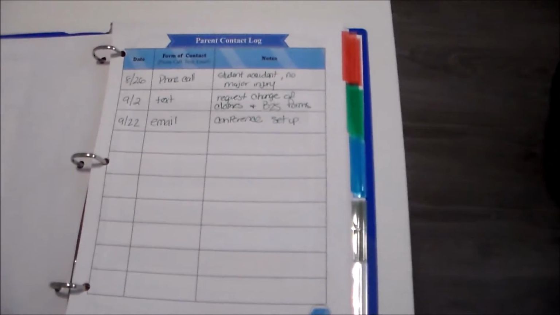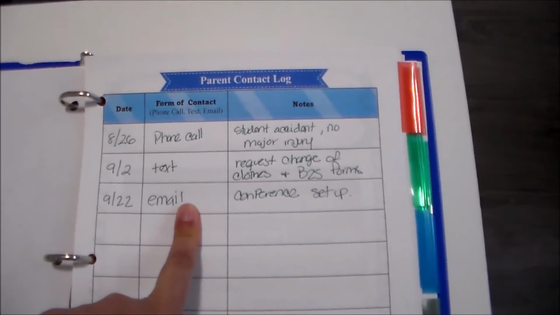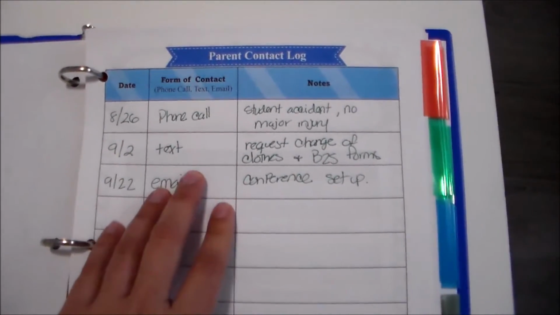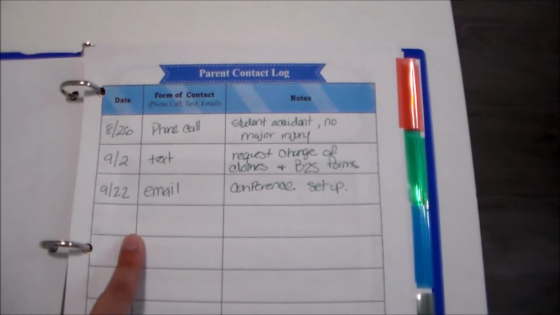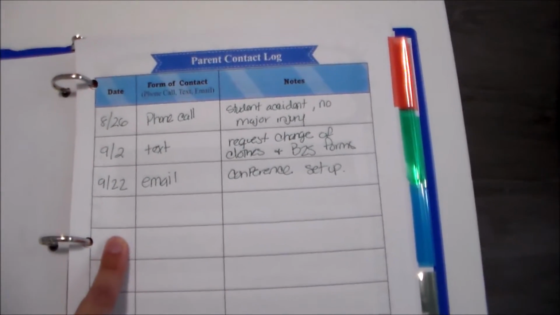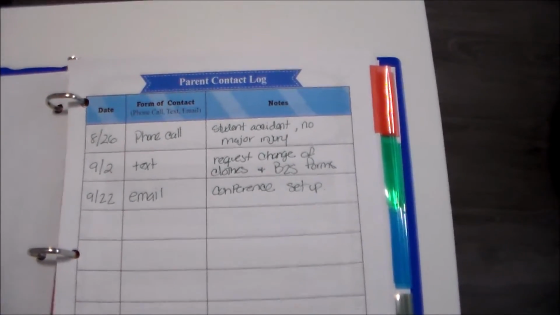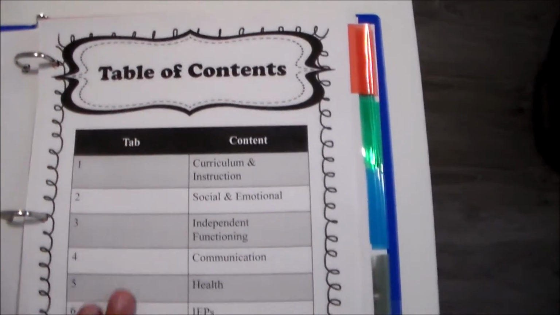Then next up, I have my parent contact log. This is where I keep track of all the contacts that I have, whether it's phone, email, text, or a phone call, and now we could even put conference, online, team meetings, because that's what our world has driven to. Next we are going to go into the table of contents.